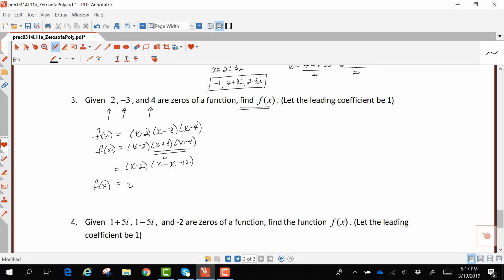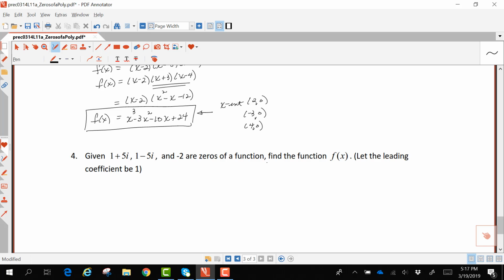The result becomes a third-degree polynomial, which would be the answer to the question, the function, the actual equation of the line that would have zeros at 2, -3, and 4. In other words, this function will, when graphed, have x-intercepts at the point 2, 0, the point -3, 0, and the point 4, 0.